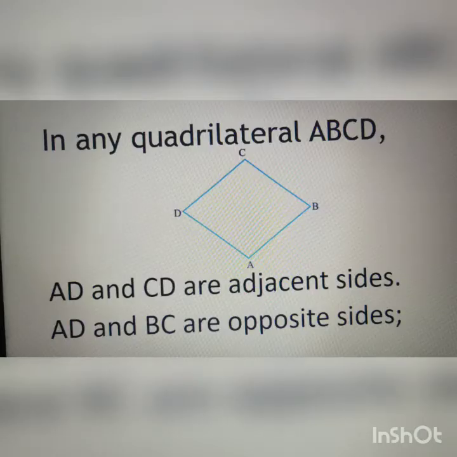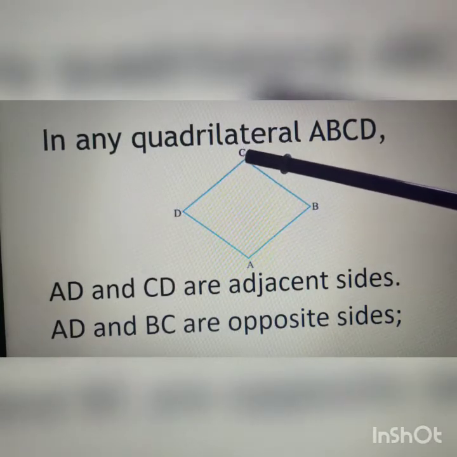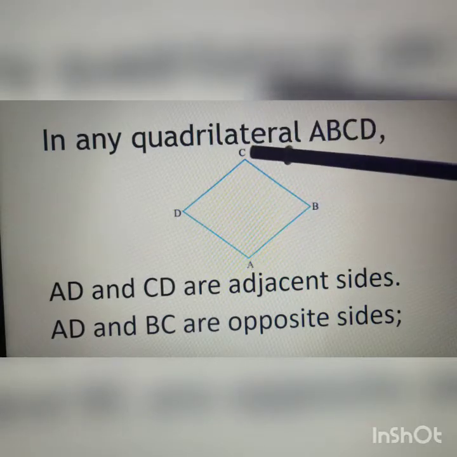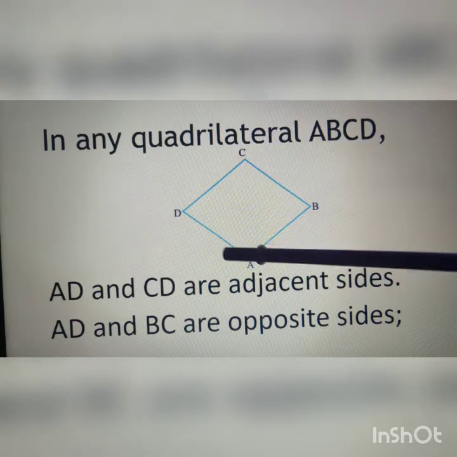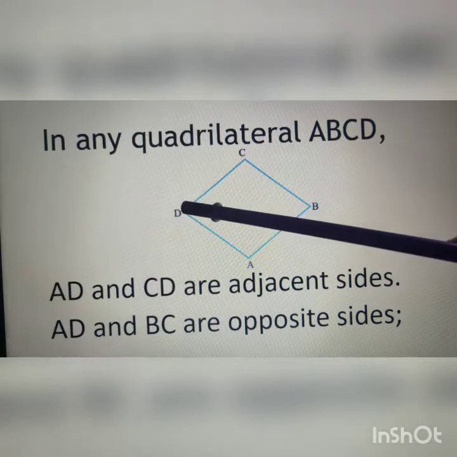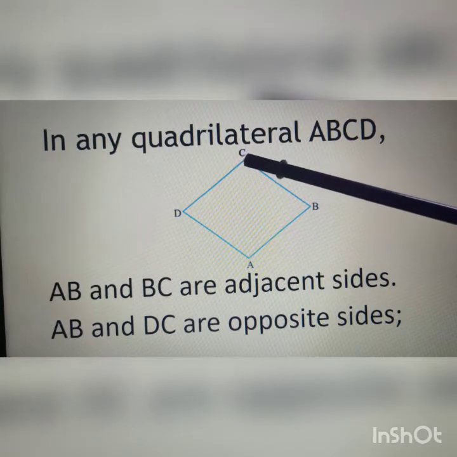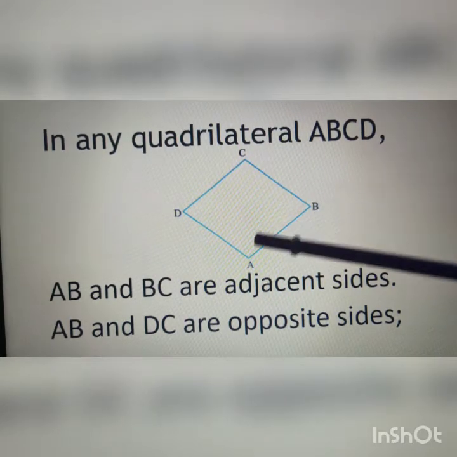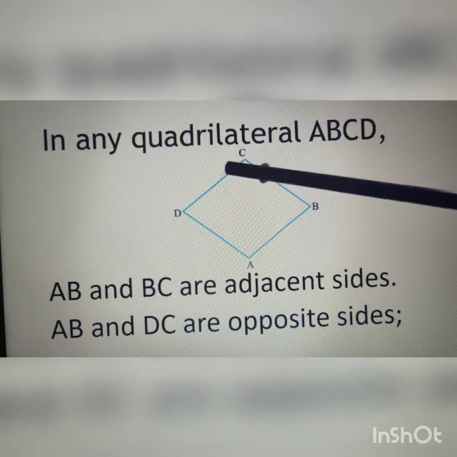In any quadrilateral ABCD, AD and CD are adjacent sides and AD and BC are opposite sides because they are opposite to each other. AD and CD are joined by a common vertex, so they are adjacent sides. Similarly, AB and BC are adjacent sides. They are joined by a common vertex B, and AB and CD are opposite sides because they are opposite to each other.